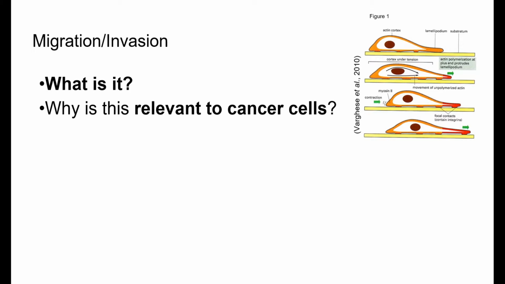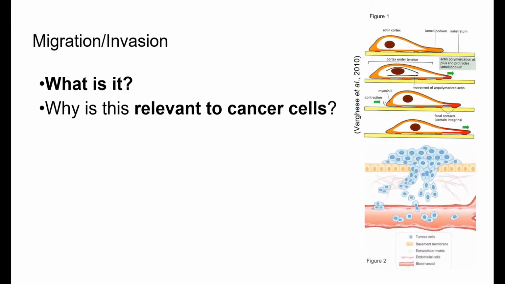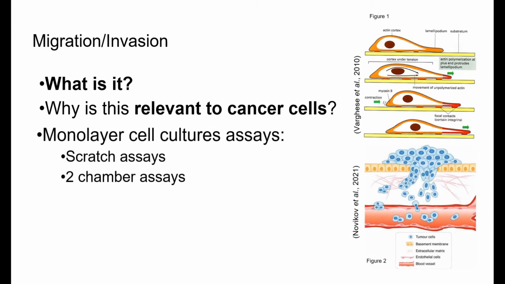So how is this related to cancer? Well, of course, as cancer progresses, the cancer cells are able to acquire a more aggressive phenotype, and they're ultimately able to invade and undergo epithelial to mesenchymal transition, where they can now do metastasis, and cancer cells can move to distant sites of the body. So we can use a few different assays to observe migration and invasion.